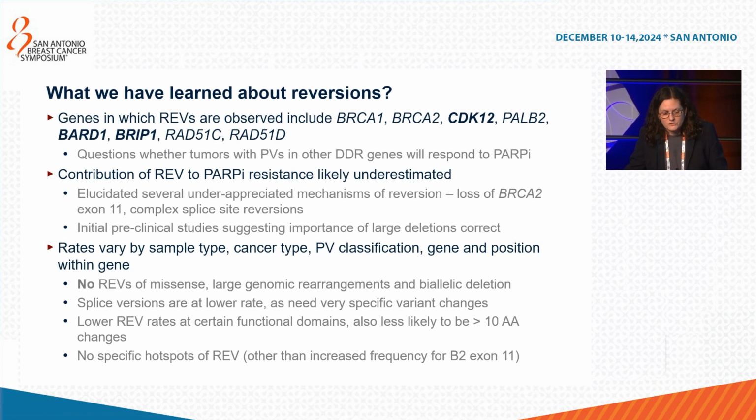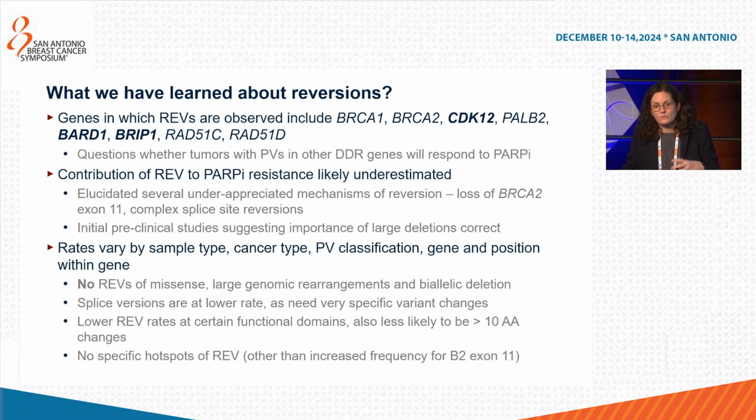Really brings up the question about pathogenic variants in other genes. We think that the contribution of reversions to PARP inhibitor resistance is likely underestimated. The loss of BRCA2 exon 11 really had not been previously elucidated, along with complex spike reversions. I think this actually confirms the initial preclinical studies suggesting the importance of large deletions. And we know that the rates now vary by sample type, cancer type, pathogenic variant classification, gene, and position.